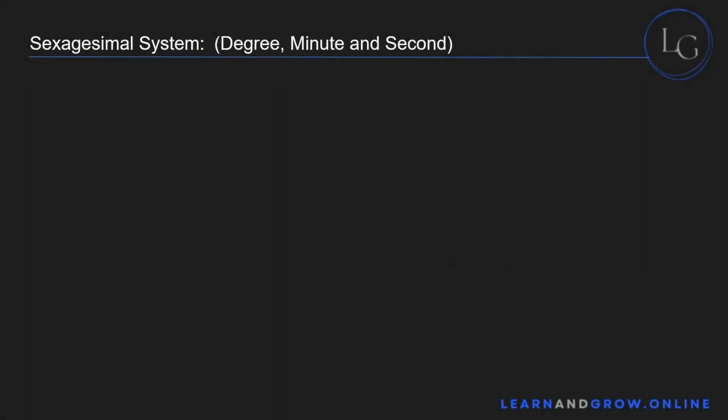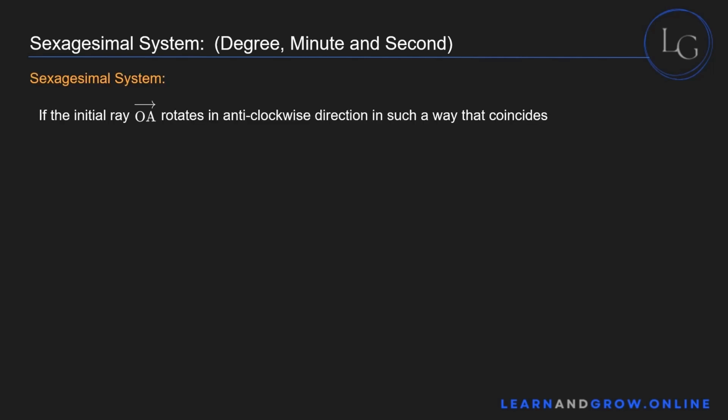Now let's see what a sexagesimal system is, and later on we'll see what the circular system is. There are two ways to measure angles. One is the sexagesimal system and the other is the circular system. Let's discuss the sexagesimal system first. If we have this, this OA basically means the direction is from O till A, so this line.